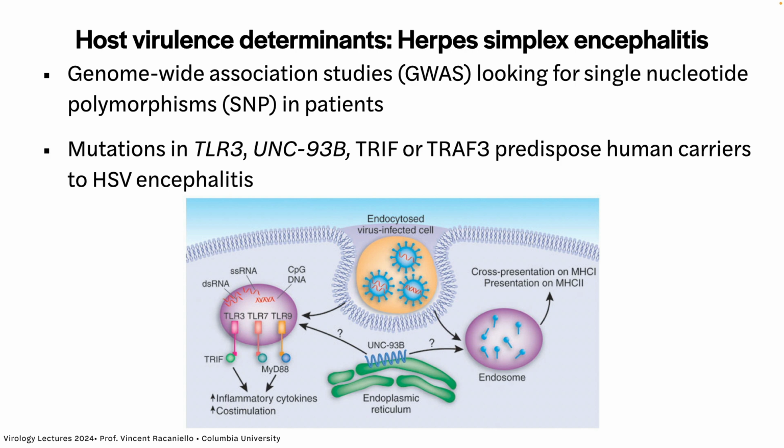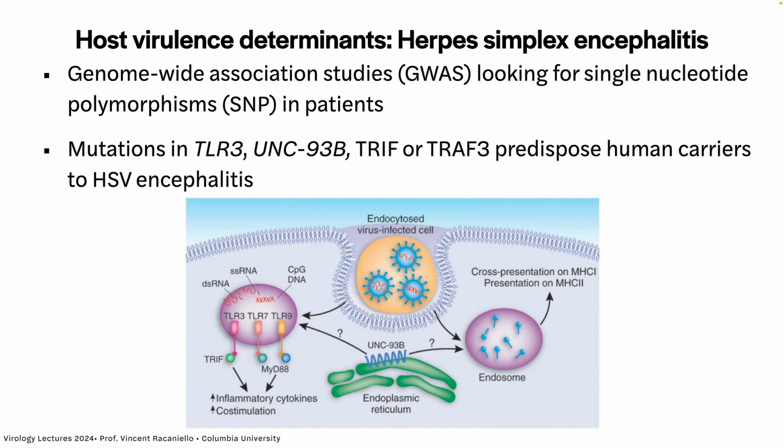They identified for herpes simplex encephalitis changes in these genes: toll-like receptor 3, UNC93B, TRIF, and TRAF. These are all part of the TLR3 pathway. TLR3 is one of the endosomal sensors of viral nucleic acid. And these other proteins are involved in the signaling from TLR3, like TRIF, which is one of the kinases that transduces a signal. UNC93B is involved in proper trafficking of TLR7. So all of these are involved with TLR3.